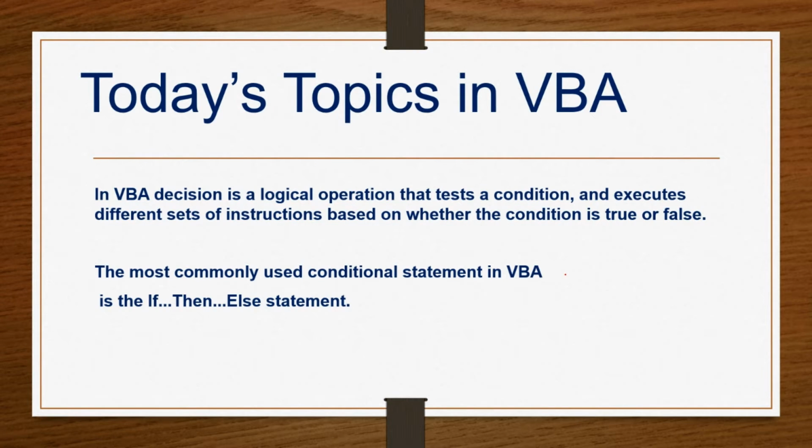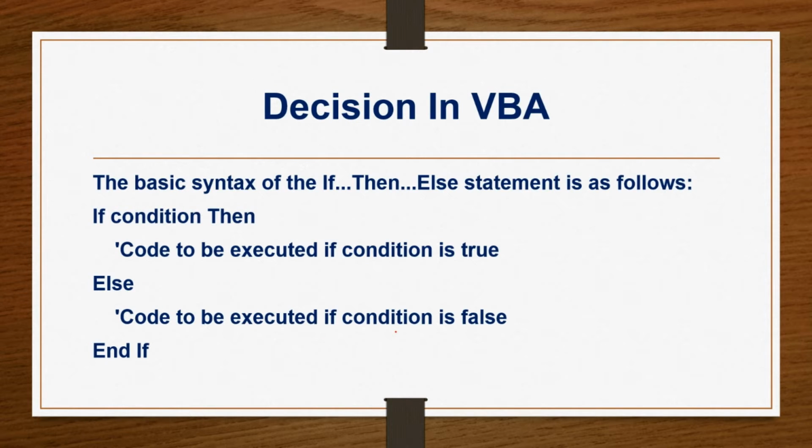In today's video, I'll talk about decision in VBA. So what is decision in VBA? Decision is a logical operation that tests a condition and executes different sets of instructions based on whether the condition is true or false. The most commonly used conditional statement in VBA is if and else. There are others as well, like select case and do while. Let's start with if and else only.